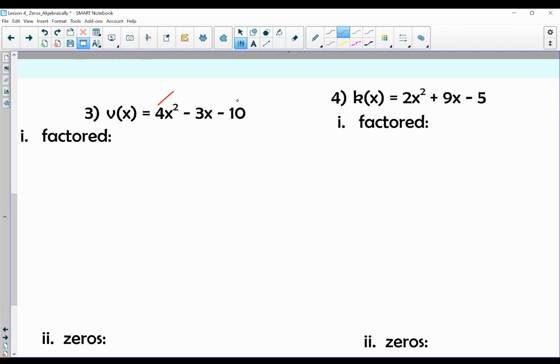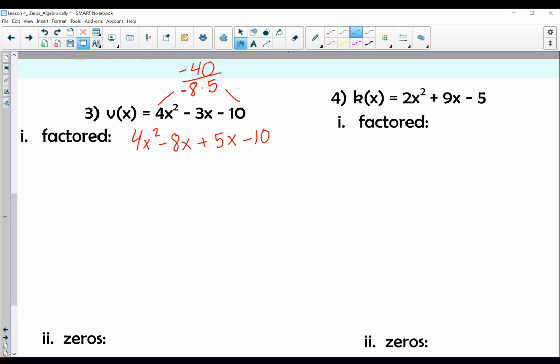So I multiply my A times my C value, I get negative 40. And I'm going to say, well, what are the factors of negative 40 that can give me negative 3? And that would be 8 times 5, where 8 is negative and 5 is positive. So that is how I break this up. I have 4x squared minus 8x plus 5x minus 10.